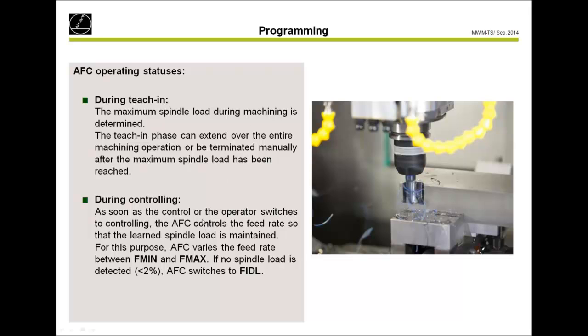When we finish the learning process, then we go to controlling. And during the controlling process, the AFC varies the feed rate between the Fmin and Fmax just to reach again the learned spindle load from the beginning of the AFC process.